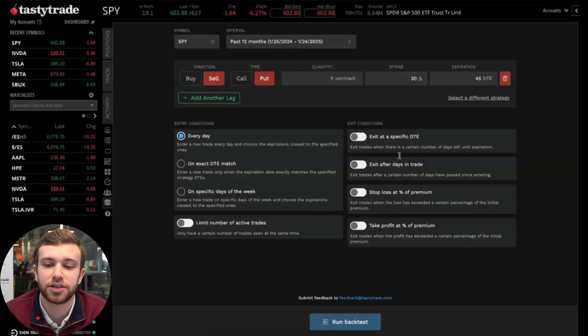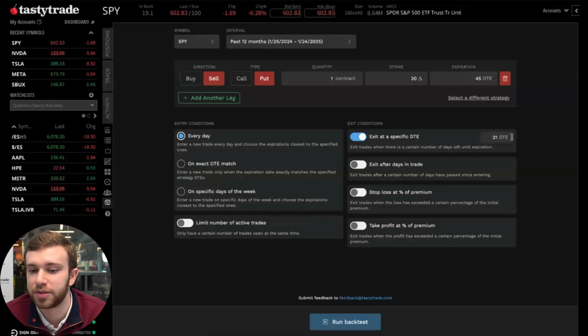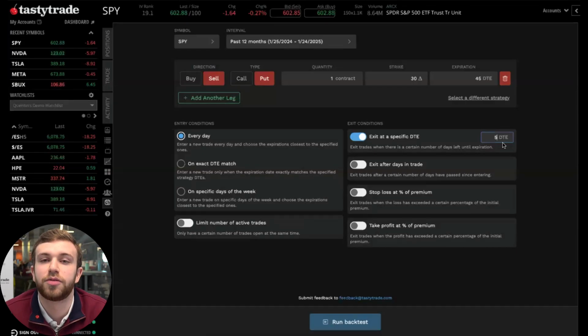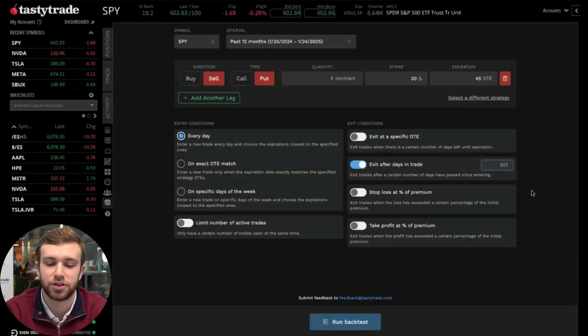And then the exit conditions can also exit at a specific DTE if you're looking to test a strategy, whether you exit at something like 21 days, or in this case, you could also exit at 30 days, and you can just type in the box right here. Or if you wanted to exit, let's say like 1 week left, you can exit with 5 DTE. And then you can also exit after a certain amount of days in a trade. Let's say you only want to spend like 5 days in a trade, you could go in there and just type 5.